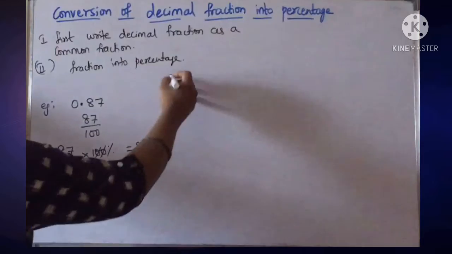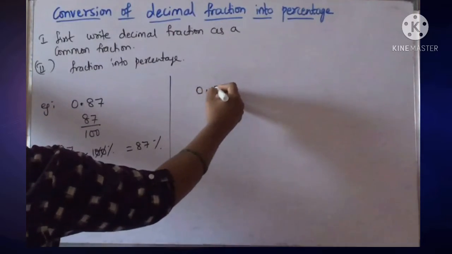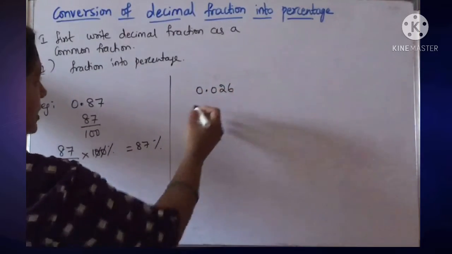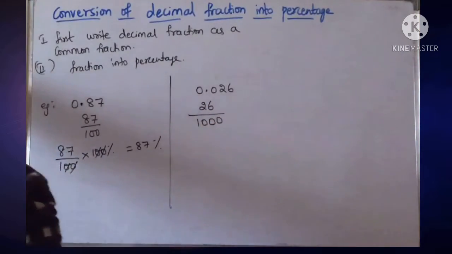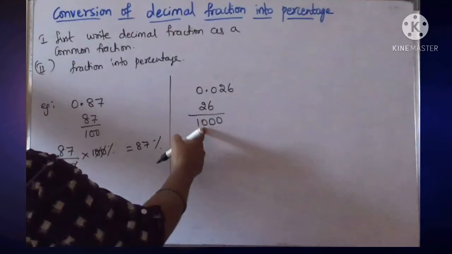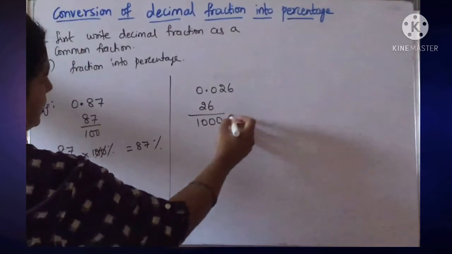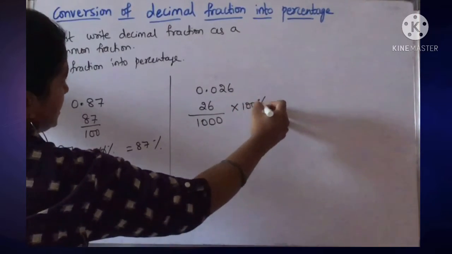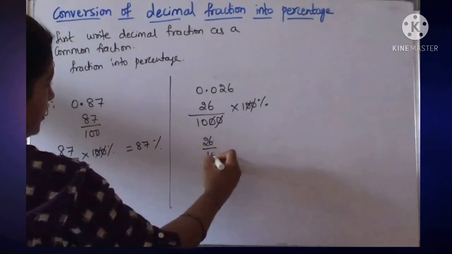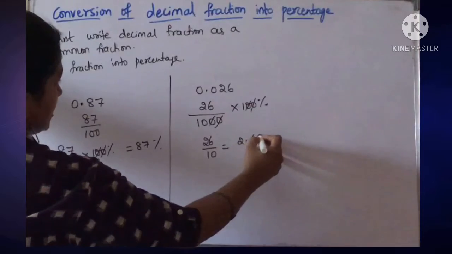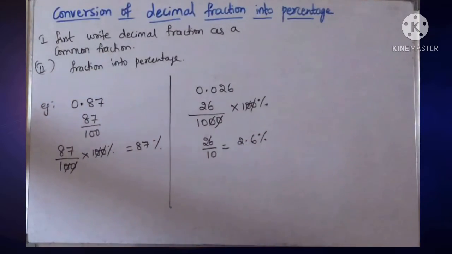Here we will take one more example. 0.026. Convert this decimal into a fraction, 26 by 1000. Now 26 by 1000 is a common fraction. So convert this common fraction into percentage. The zeros get cancelled. 26 by 10, that is 2.6%. This is how to convert a decimal fraction into percentage.